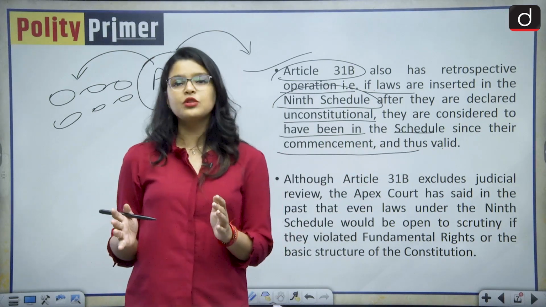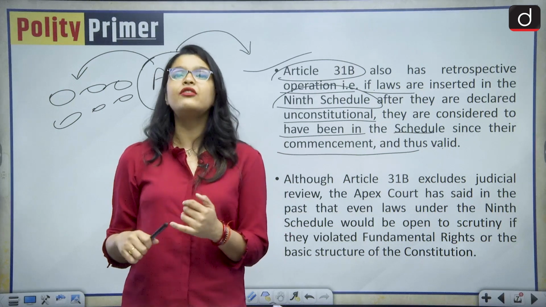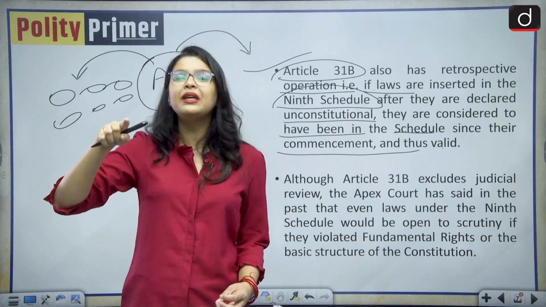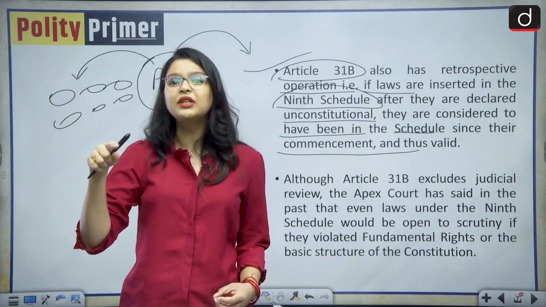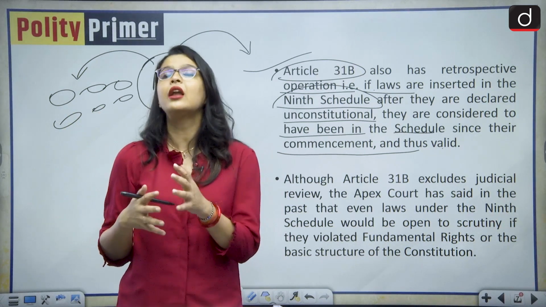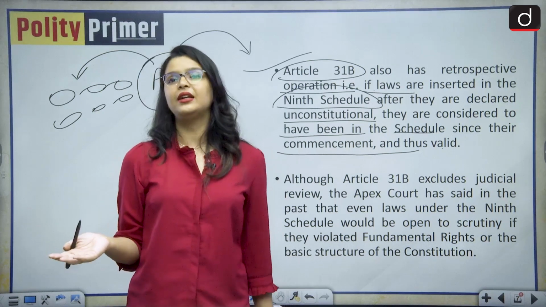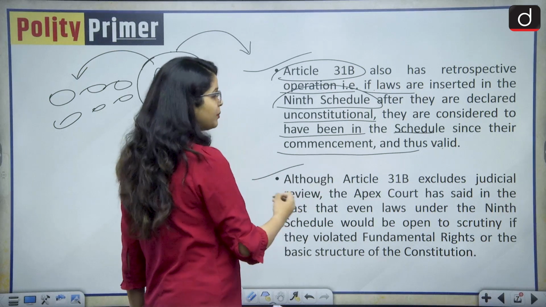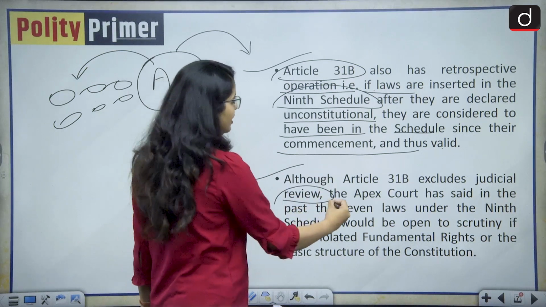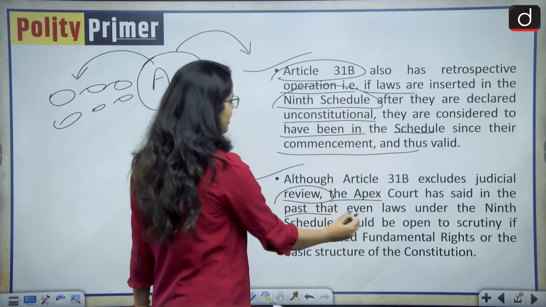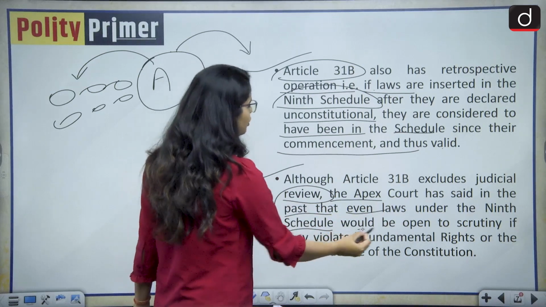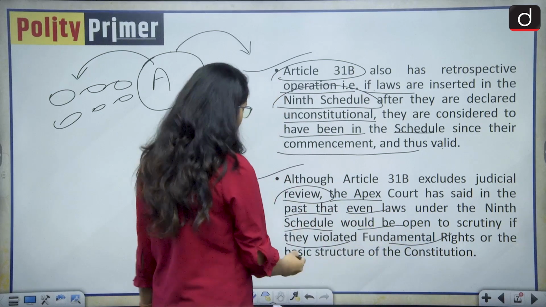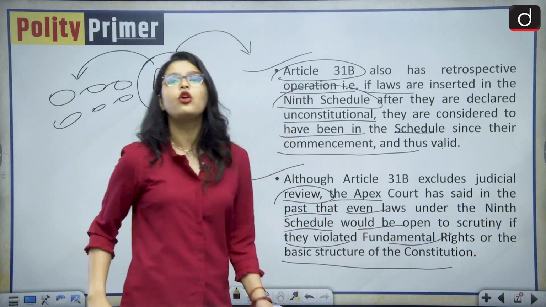So I hope you understood what I'm saying, that just because they were there in the 9th schedule, and article 31B has retrospective operation, even if they are unconstitutional, they became valid. So this was again very problematic. Although article 31B excludes judicial review, the apex court has said in the past that even laws under the 9th schedule would be open to scrutiny if they violated fundamental rights or the basic structure of the constitution.